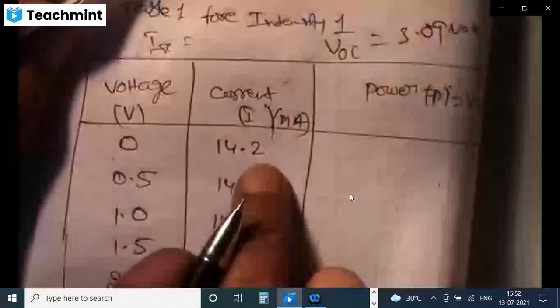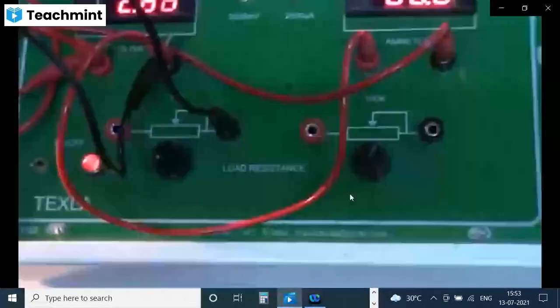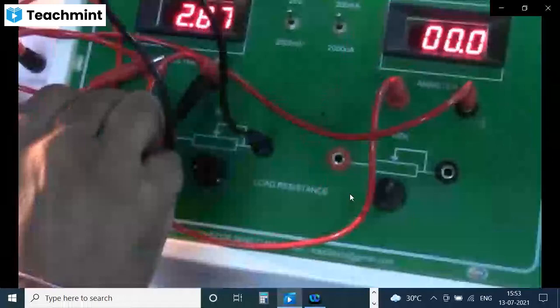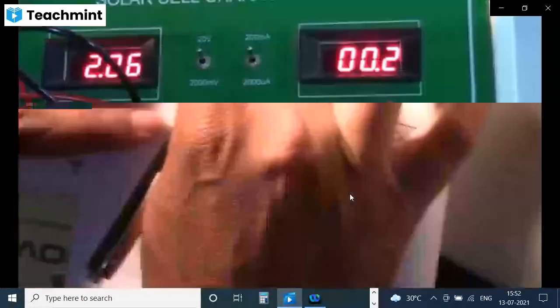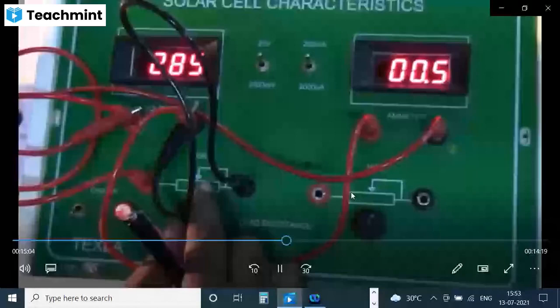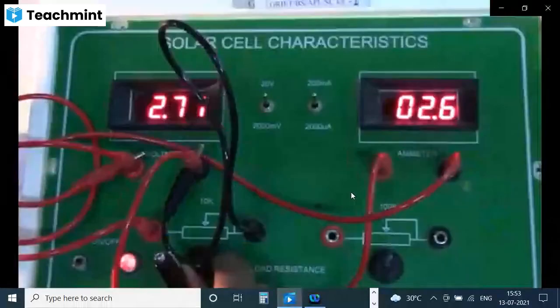Students, repeat the same thing for intensity 2. So this is somewhat brighter intensity. Now reduce the intensity. So reduced intensity. Okay, repeat the experiment. So now how to do it? Similarly, we have to perform the experiment. Initially, you have to ensure the load resistance at the minimum position. So rotate it in anti-clockwise direction so that it offers minimum amount of resistance.